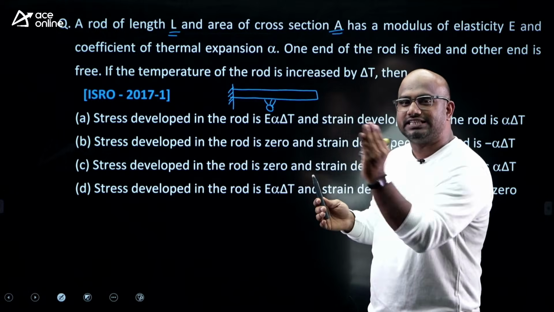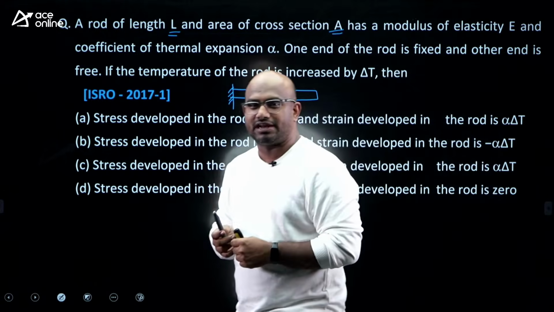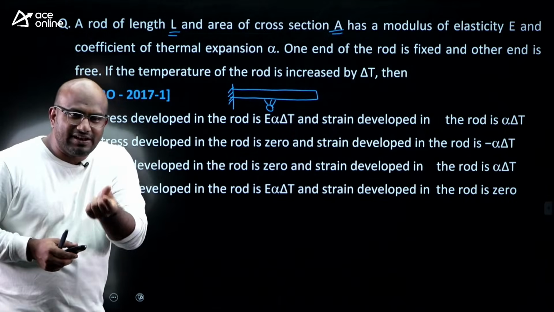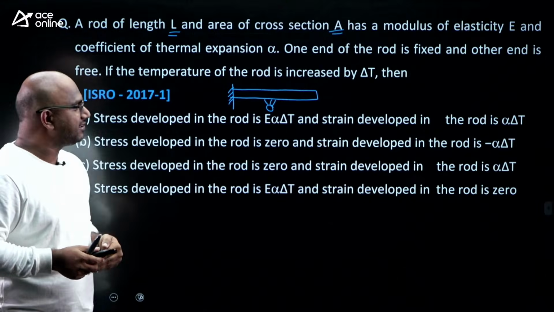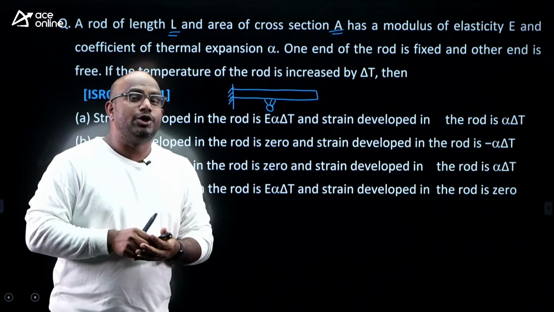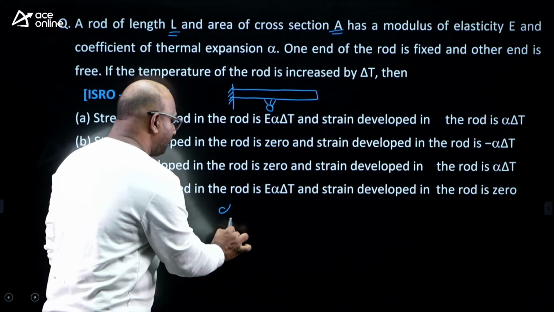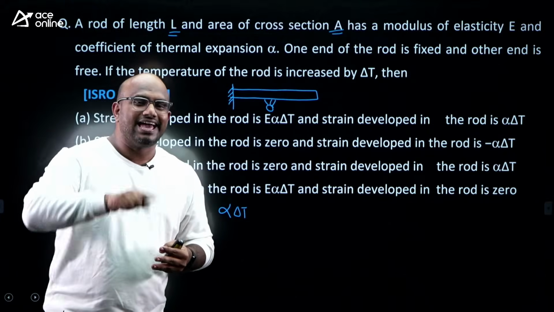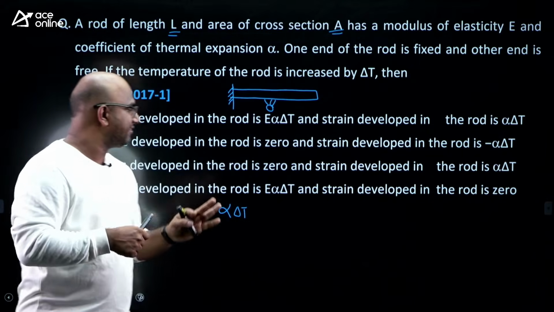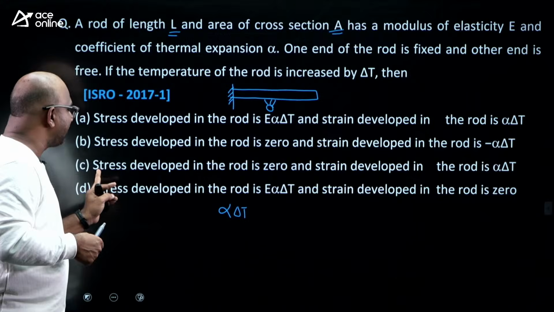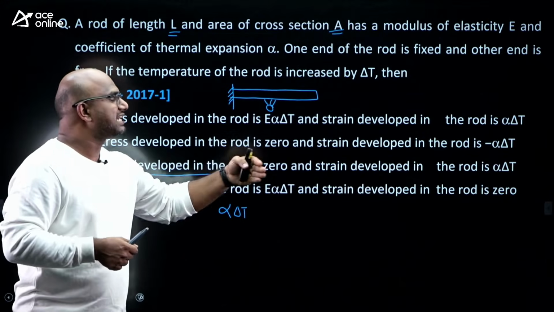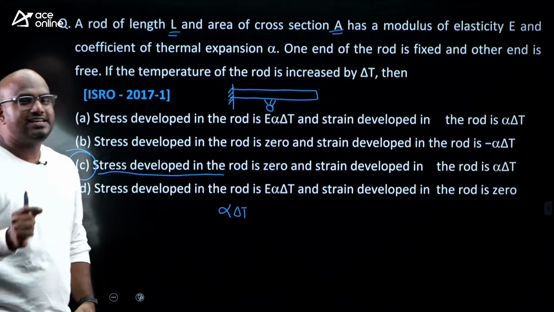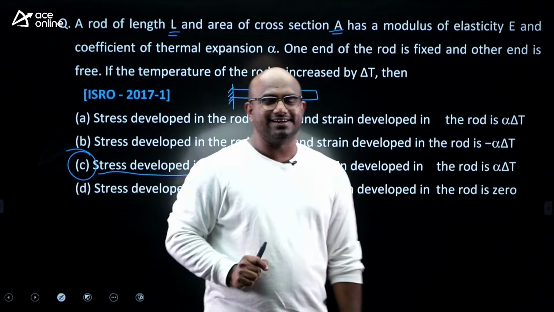But one end fixed and the other end free, what is going to happen? Here, stress will be 0, but the strain will be present. What is the formula for thermal strain? Alpha into delta T. The change in length is L alpha delta T. The stress developed in the rod is 0, and the strain developed is alpha into delta T. The right answer here is option C, guys. I hope this is clear.